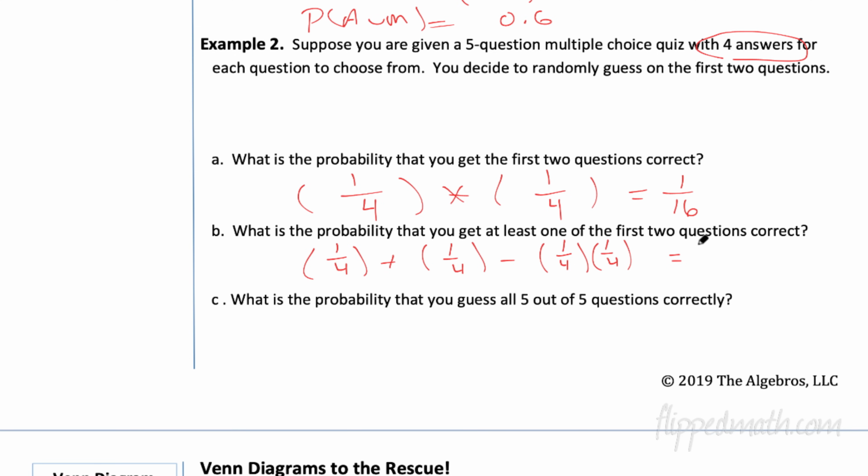Like 7/16? Now, hey, can we use a calculator on this? Absolutely. You can get yourself a decimal. 0.4375.